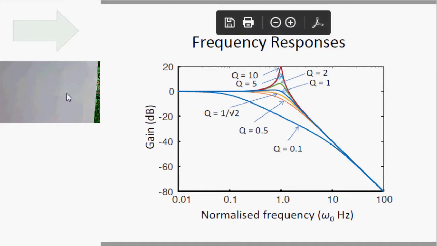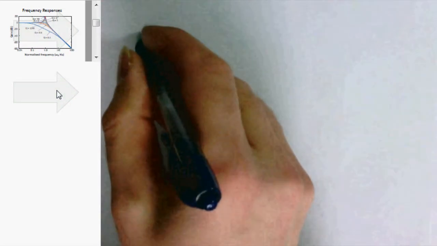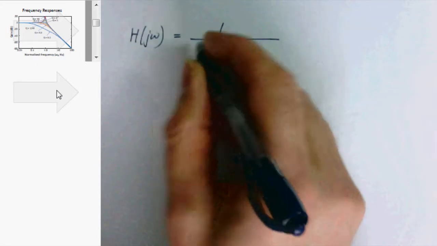It's a bit long-winded algebra, but you can derive it fairly easily, starting from the standard formula for the gain expressed in terms of the resonant frequency and the Q factor. And that's this.